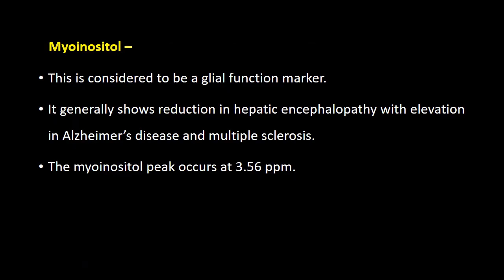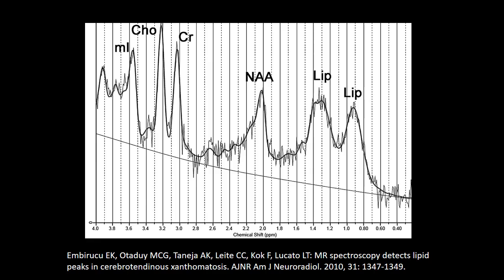Myoinositol is considered a marker of glial function. It is generally reduced in hepatic encephalopathy and elevated in Alzheimer's disease or multiple sclerosis. This peak is seen at 3.56 ppm. At 3.56 ppm, we get a myoinositol peak.